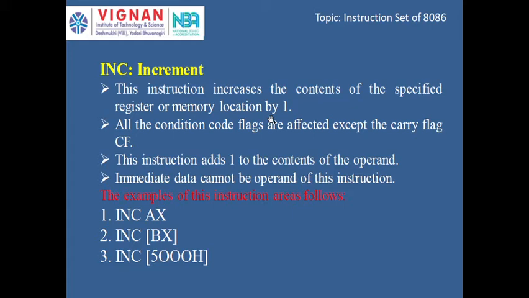As we know, increment means the content plus 1. Simply it adds 1 to the contents of the operand. INC AX, so the contents of the accumulator will be added with 1. INC [BX]. This BX is the register indirect addressing mode. This BX will hold the address of the data. So that content will be incremented by 1 after execution of this instruction. INC [5000h]. So the content of offset address 5000h will be incremented by 1.